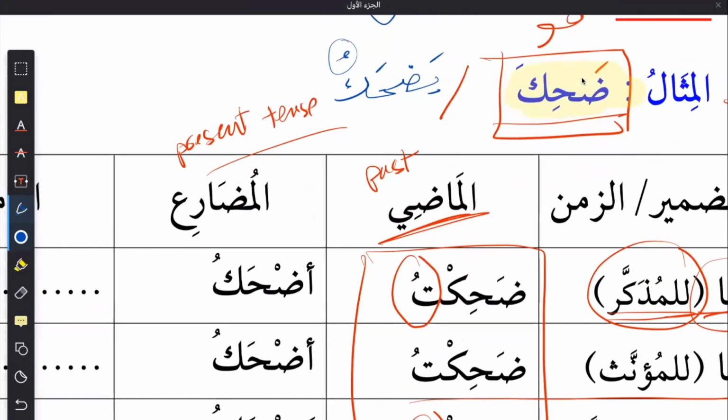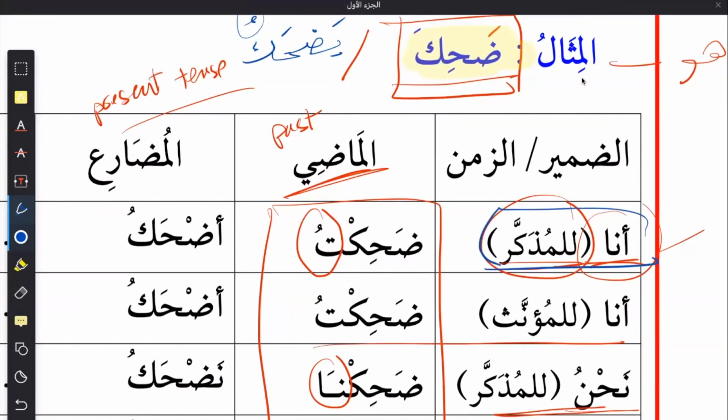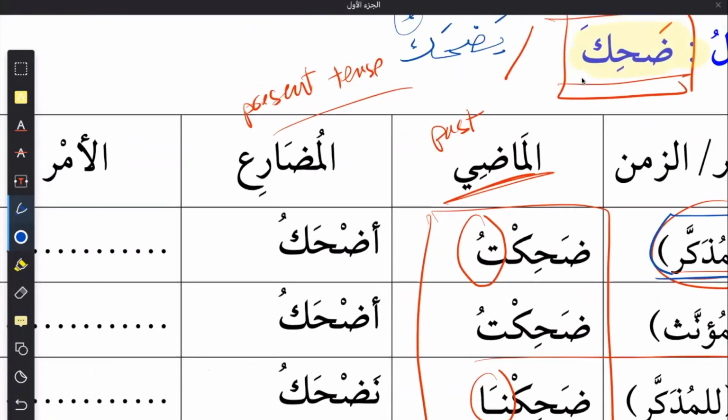Okay, jayyid. So now, what do we do with ana? Ana is the first person. So the only thing we do is add hamza: adhaku. Just make sure at the end, if there's no suffix, we are adding dhamma.